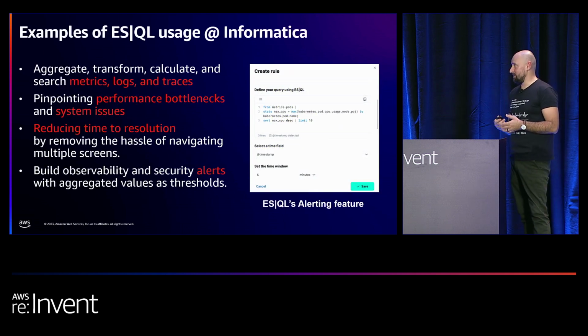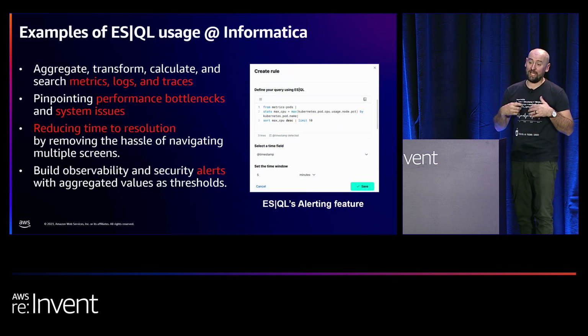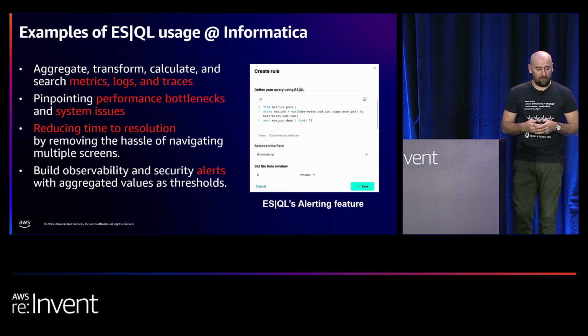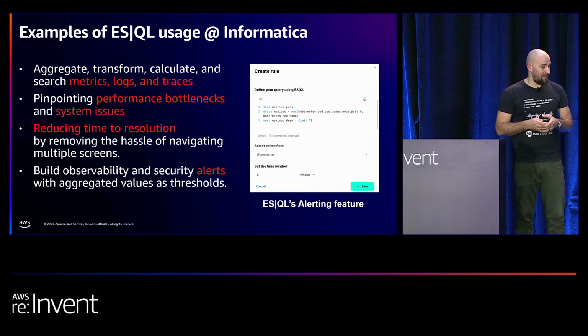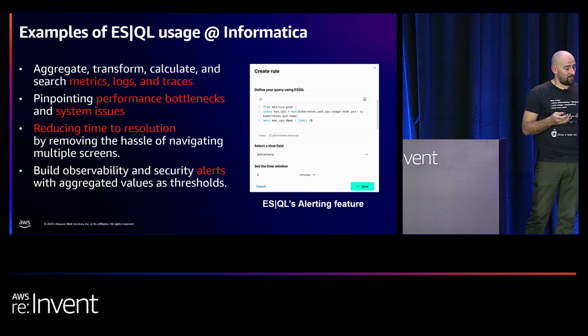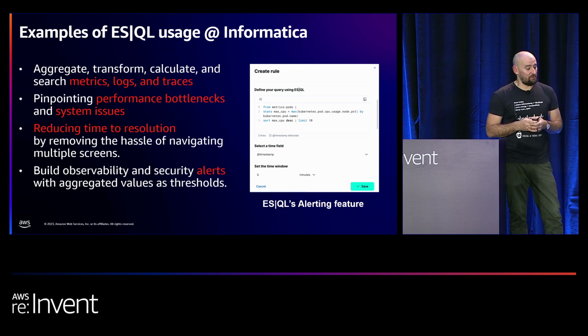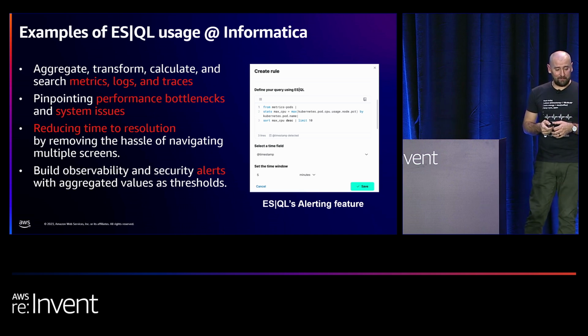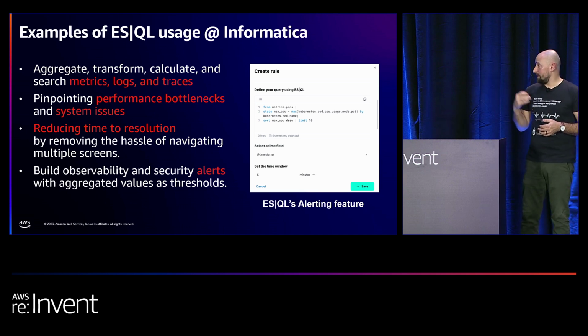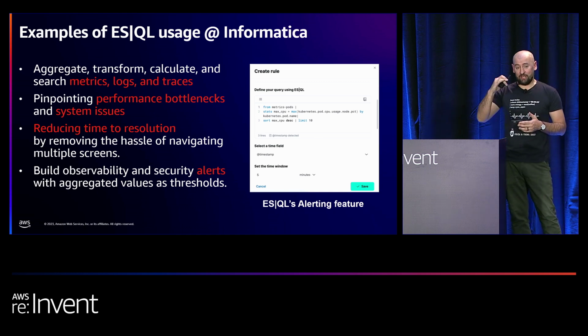One of the examples that we talked about: how will they actually use ES|QL? So they will use it to aggregate, transform, calculate, and search metrics, logs, and traces, pinpointing performance bottlenecks and system issues, reducing time to resolution by removing the hassle of navigating multiple screens, and then also, of course, build observability and security alerts with aggregated values as a threshold. On the right here, we're seeing how the ES|QL alerting feature works, where you can utilize the language and set up an alert rule type.